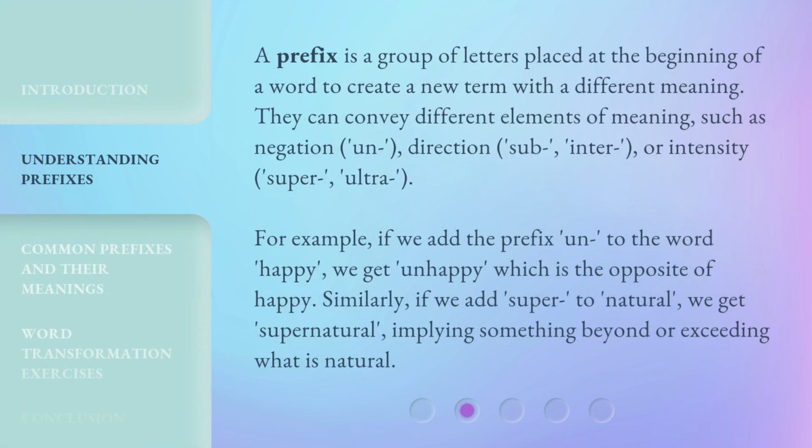A prefix is a group of letters placed at the beginning of a word to create a new term with a different meaning. They can convey different elements of meaning, such as negation, direction (sub, inter), or intensity (super, ultra). For example, if we add the prefix un to the word happy, we get unhappy, which is the opposite of happy. Similarly, if we add super to natural, we get supernatural, implying something beyond or exceeding what is natural.